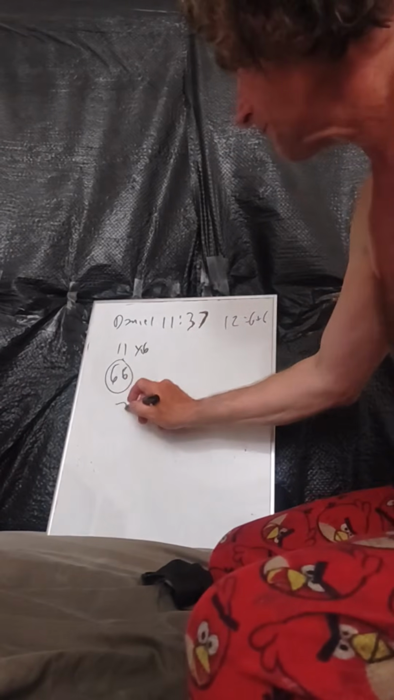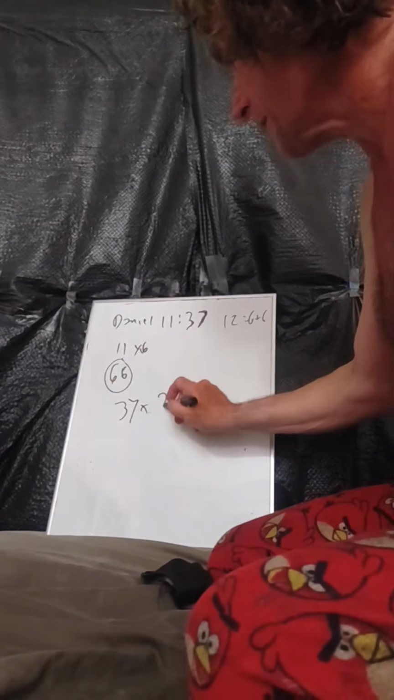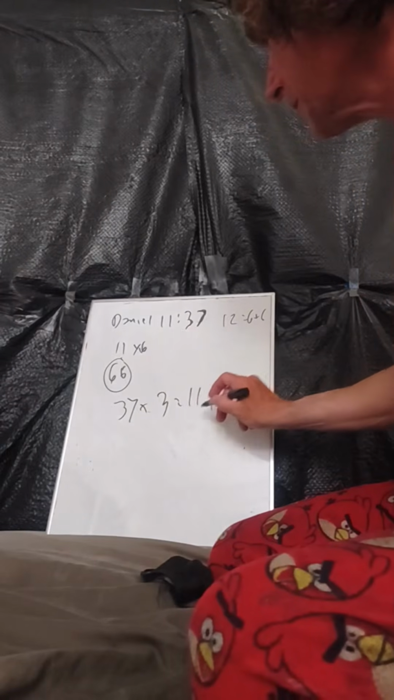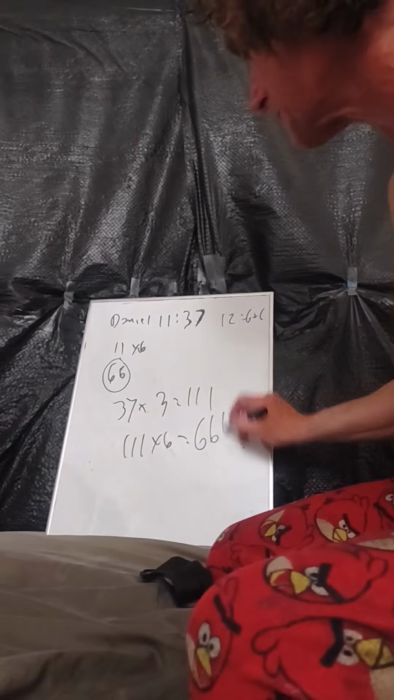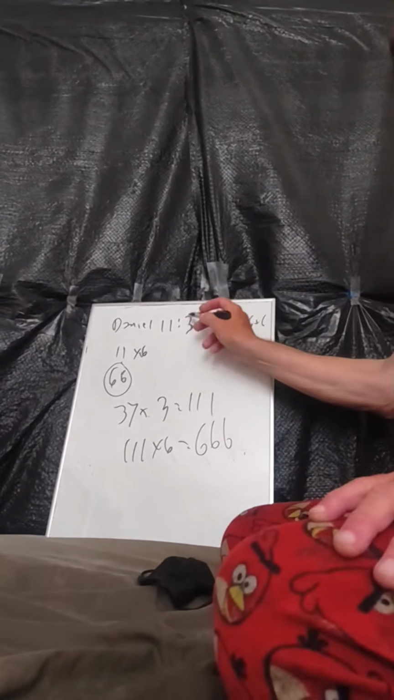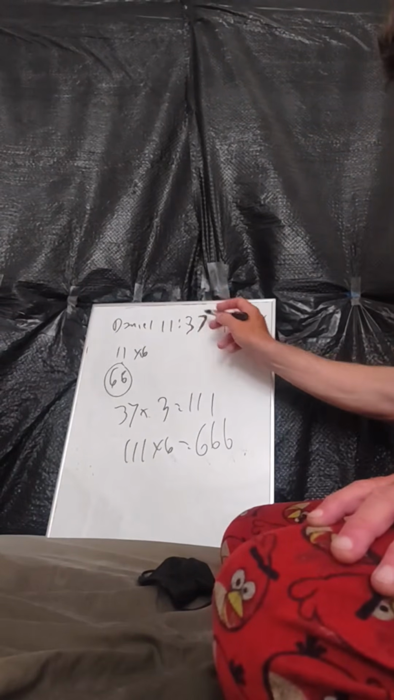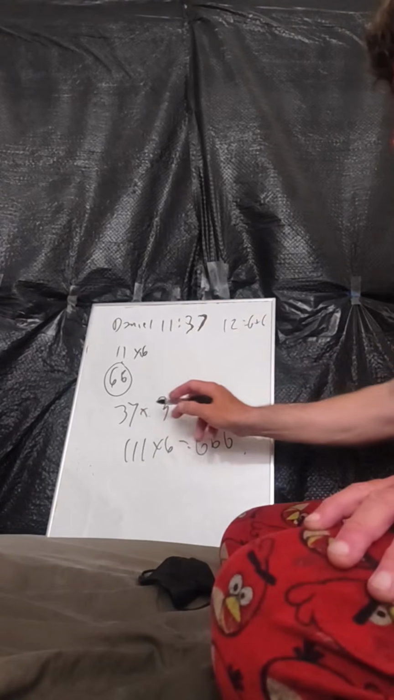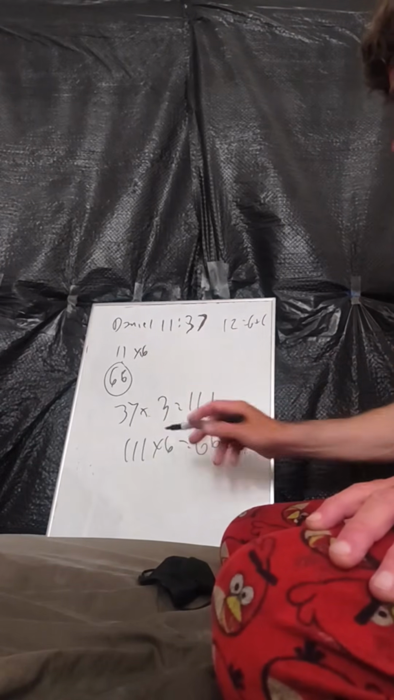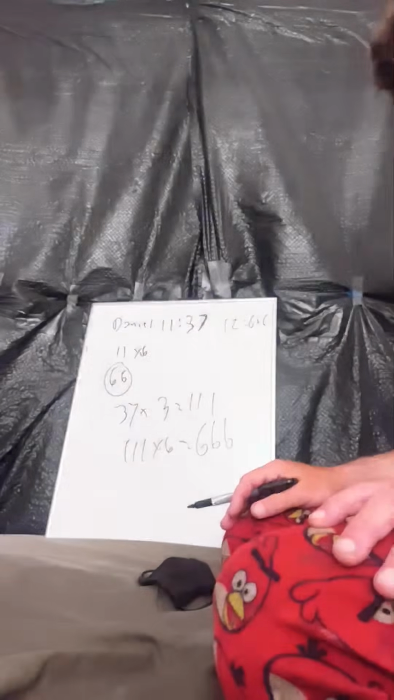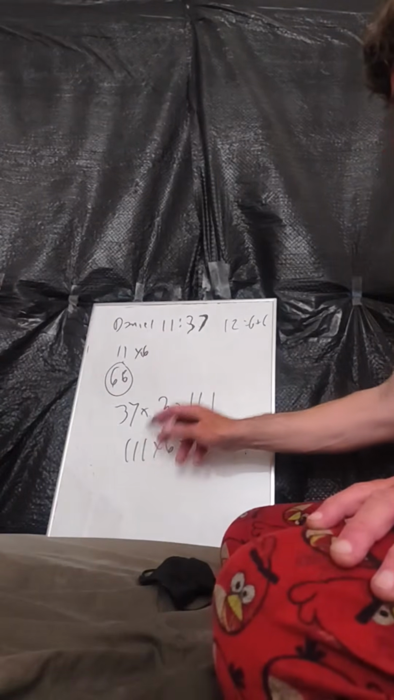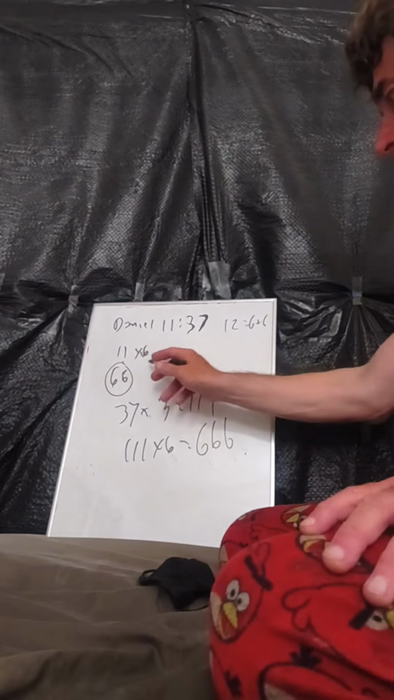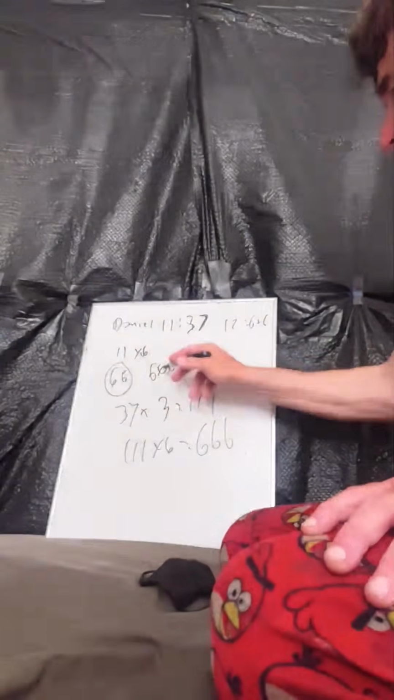37 times 3 equals 111, and 111 times 6 equals 666. So the verse is 37 times 3 times 6, or 37 times 18. And that comes to, voila, 666, which makes 5 sixes.